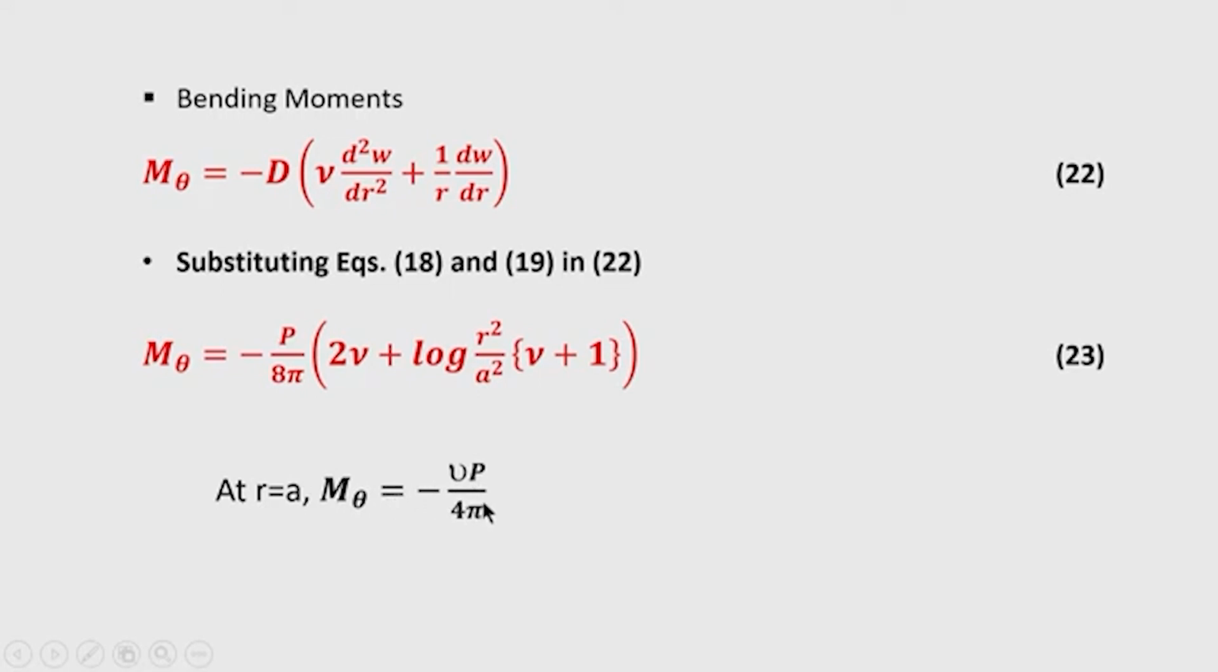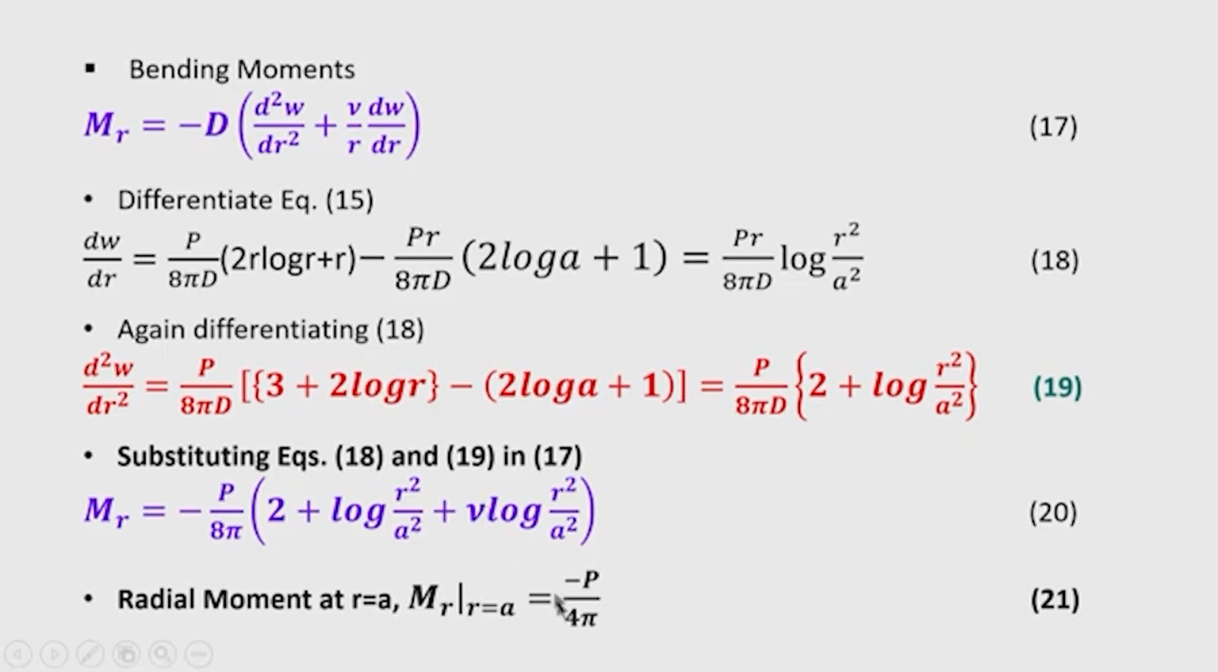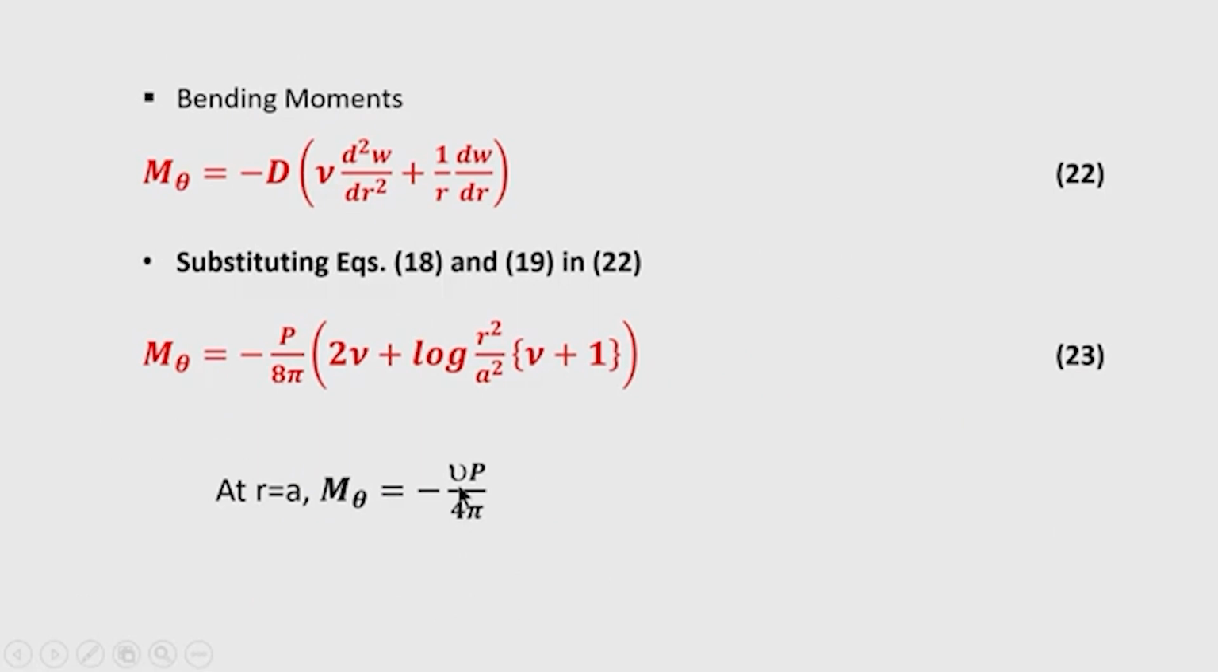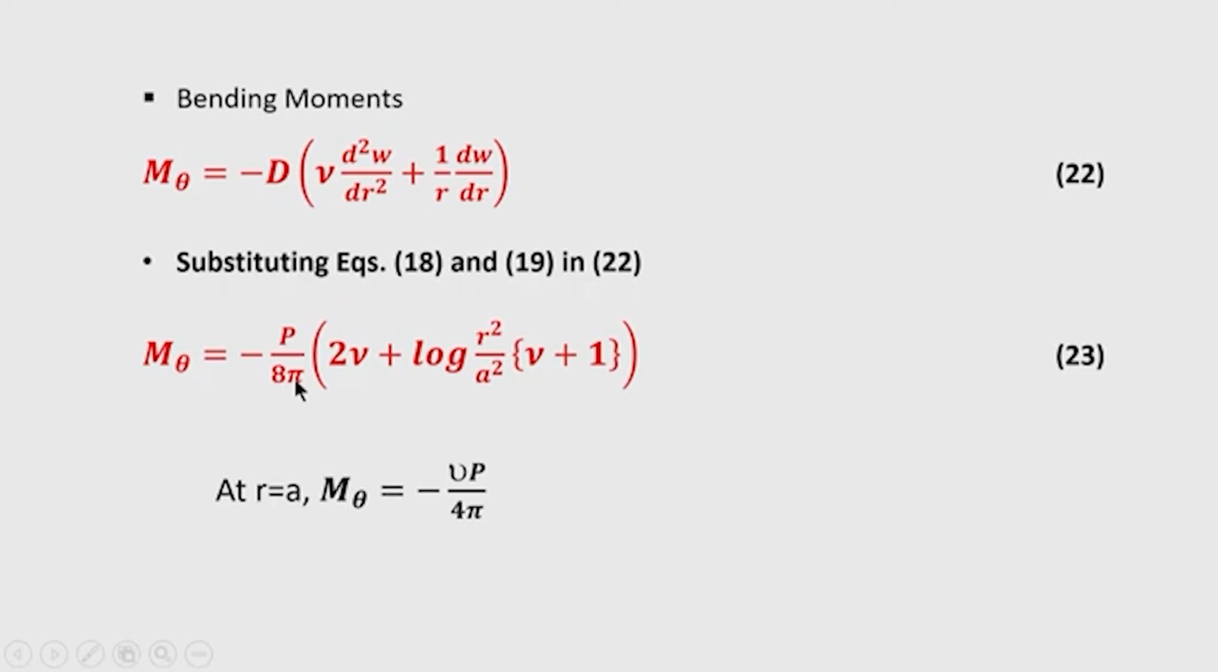Now, compared to the earlier value of the moment, minus P by 4 pi, if you calculate this value, then you will find this moment is reduced because of this Poisson ratio effect. Then one can find also the shearing force, but shearing force can be found from the equilibrium in the vertical direction or from the calculation finding the third derivative and equating to the shearing force. Because we know this deflected surface, so we can now obtain the derivative up to third order easily.